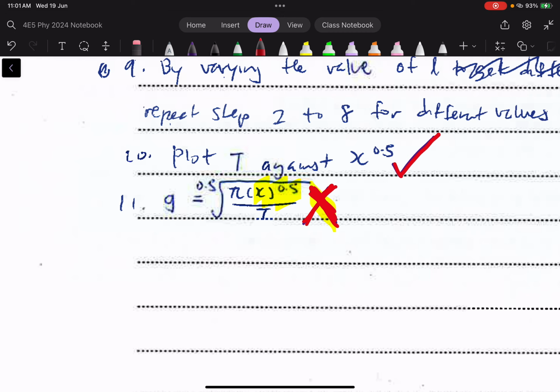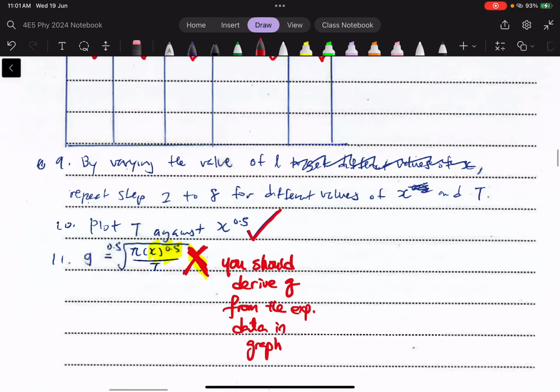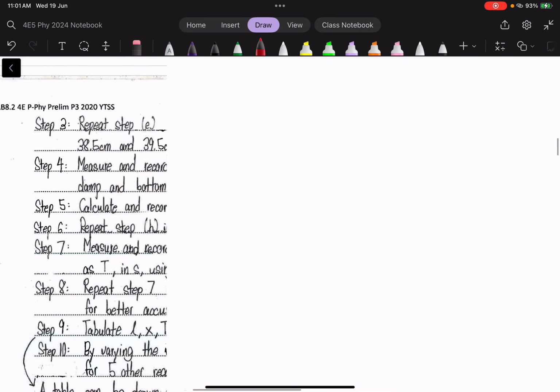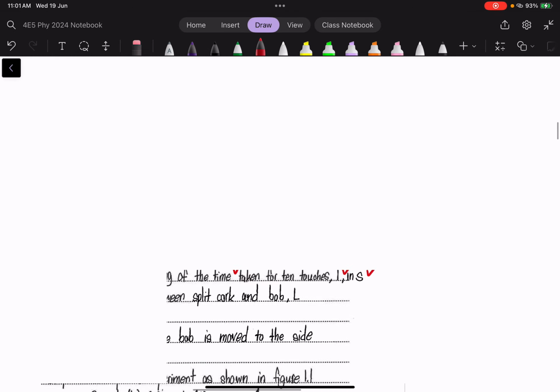Okay? You should derive G from the experimental data in the graph. So I'm quite disappointed with her. I'm disappointed in her not because she doesn't understand, but because she didn't ask or revise or clarify her doubt.